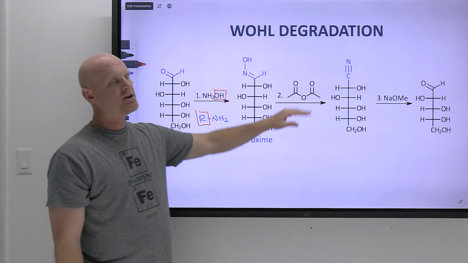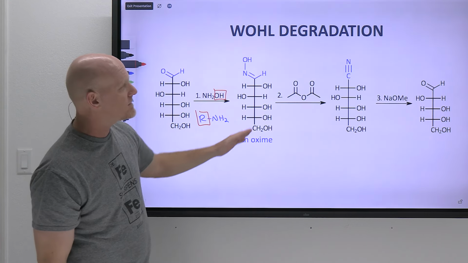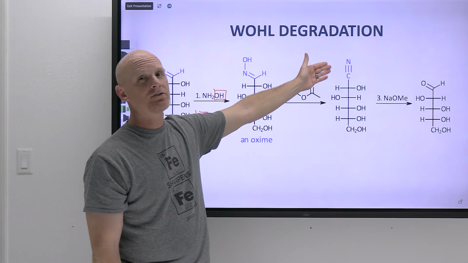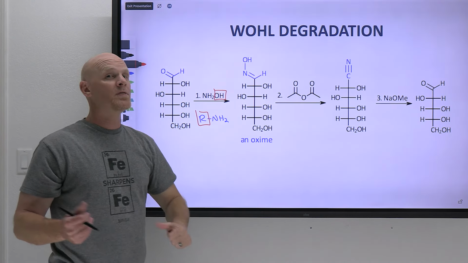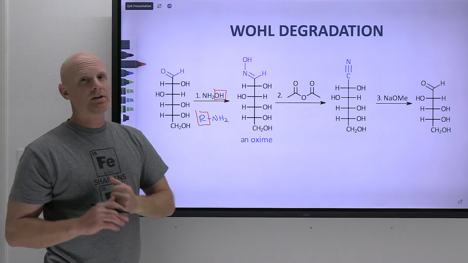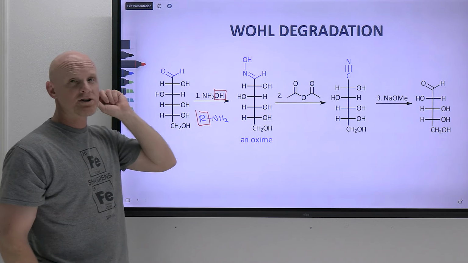Then we add acetic anhydride, and that's going to oxidize your oxime to a nitrile instead. You might recall that was one of the intermediates when we went the other way in lengthening the chain. Well, now it's going to be an intermediate when we're shortening the chain as well.